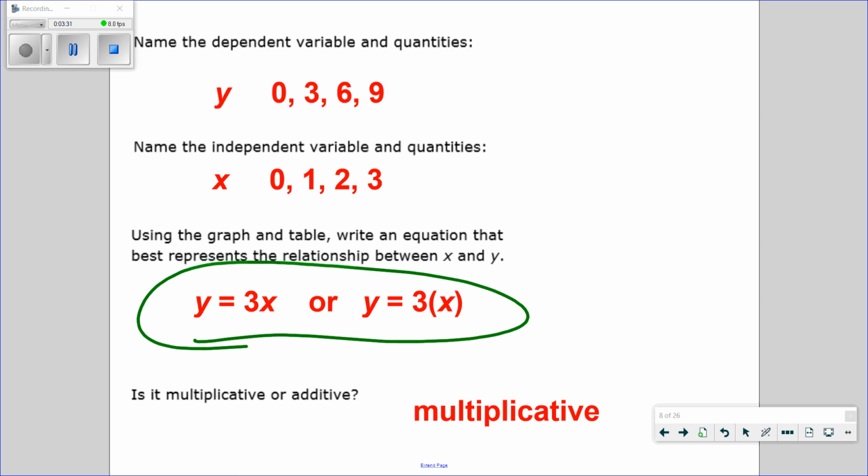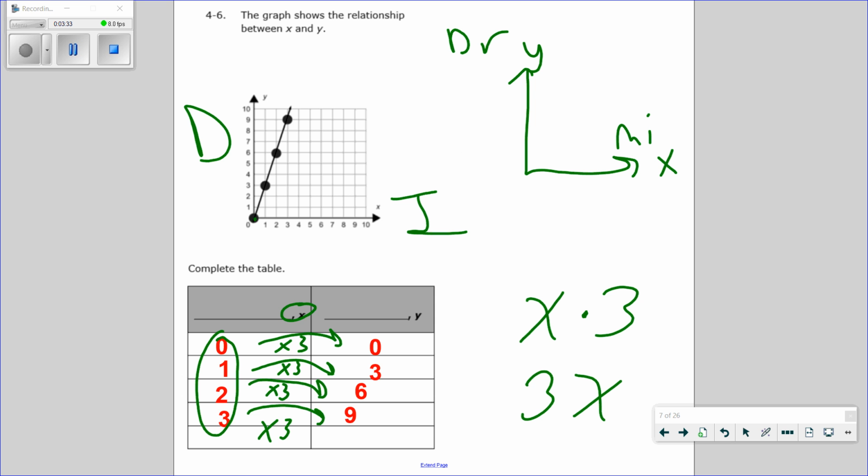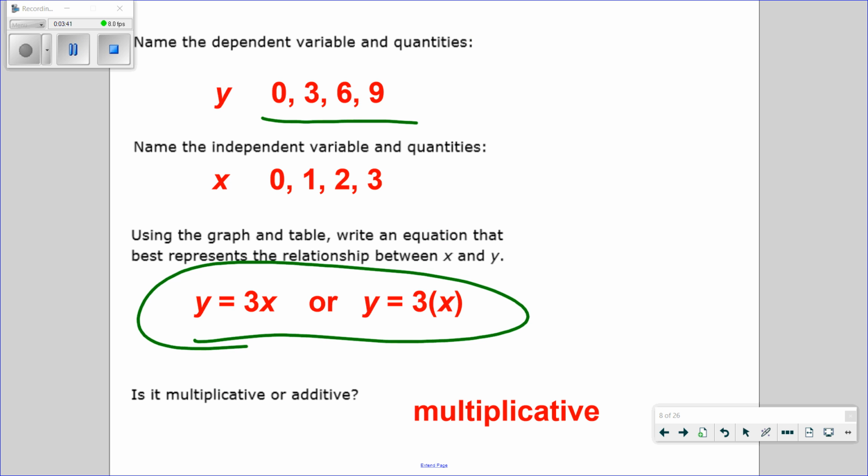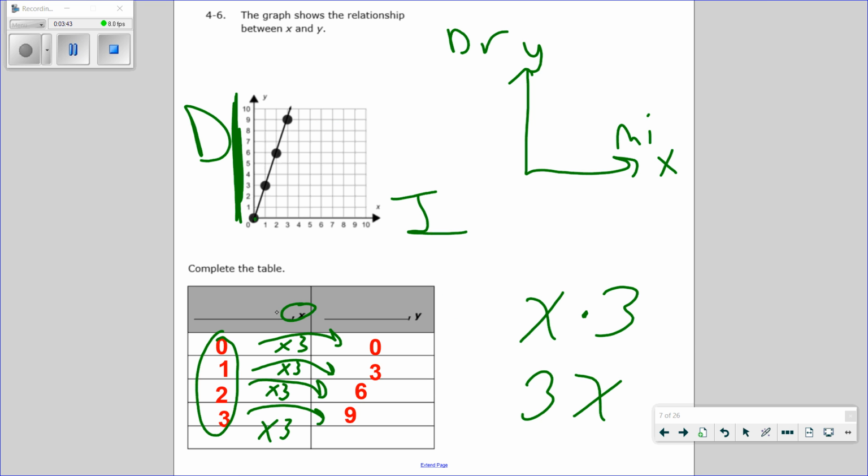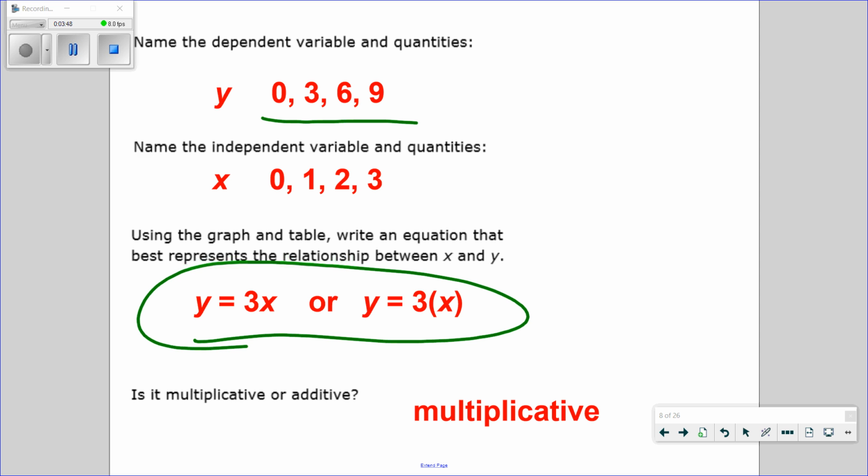The question is, name the dependent variable. The dependent is this side. So the dependent is y: 0, 3, 6, 9. The independent is the x, which is 0, 1, 2, 3. And we multiply here.